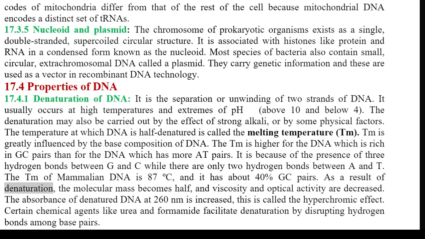As a result of denaturation, the molecular mass becomes half, and viscosity and optical activity are decreased. The absorbance of denatured DNA at 260 nanometers is increased. This is called the hyperchromic effect. Certain chemical agents like urea and formamide facilitate denaturation by disrupting hydrogen bonds among base pairs.